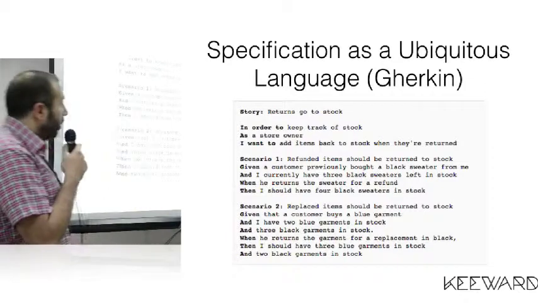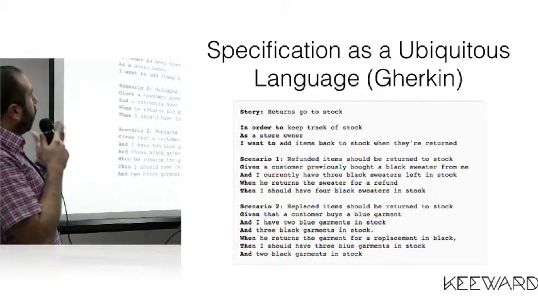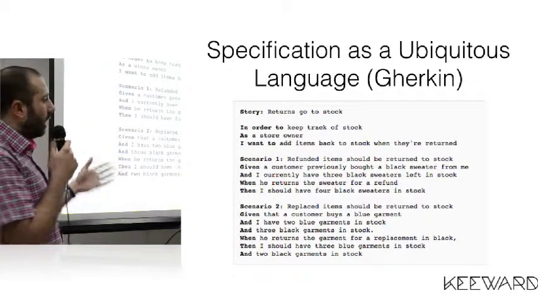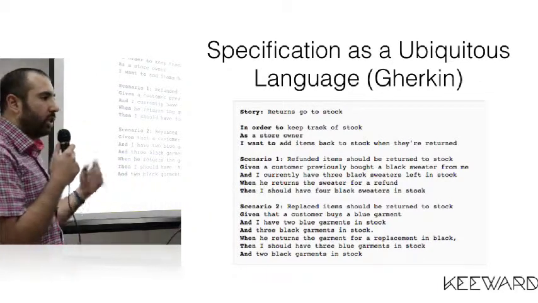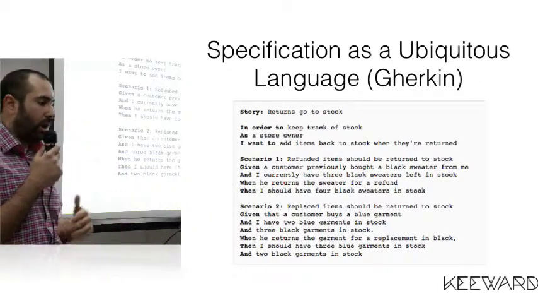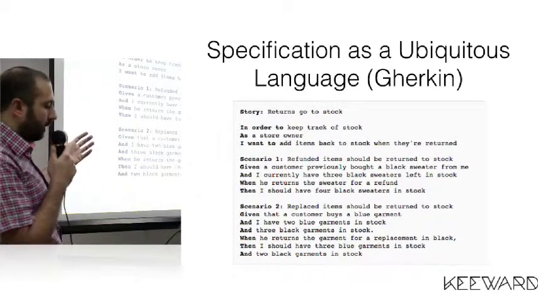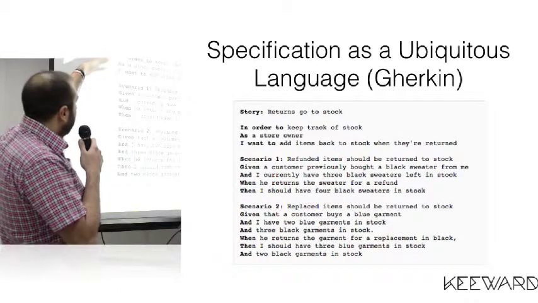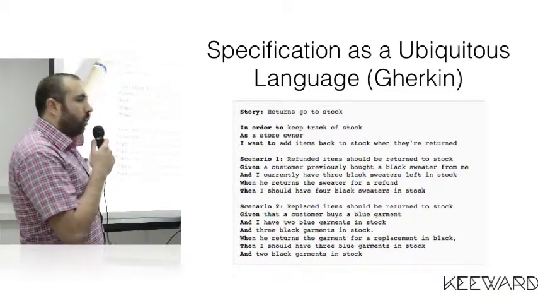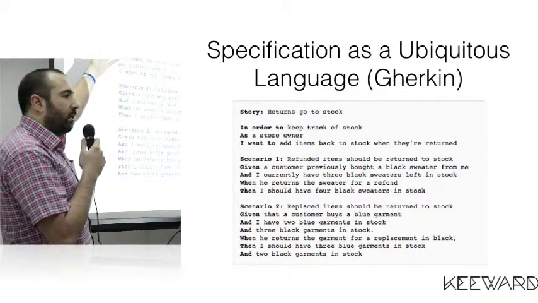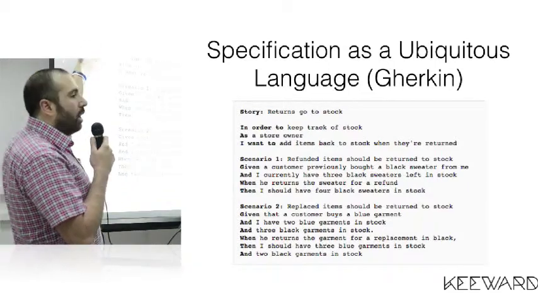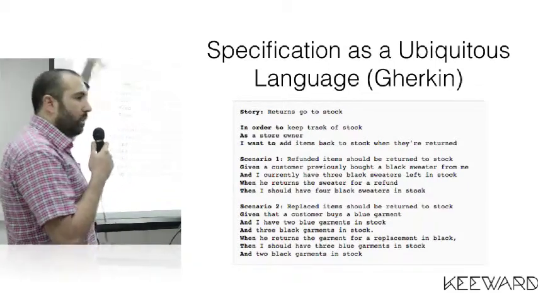And here, BDD is saying, okay, we need to have a specification as a ubiquitous language. Now, in some cases, this language is called Gherkin, in the case of Cucumber and Ruby that we will see very shortly. And you write the story in this format, right? In order to, so why am I building this feature? In order to keep track of stock, who am I as a store owner? This could be any user, right?